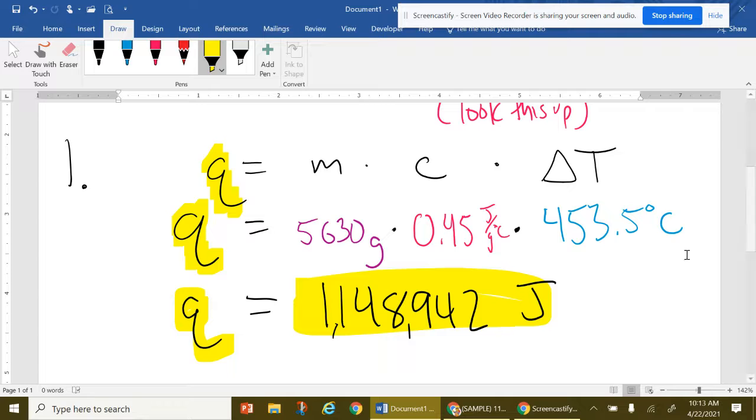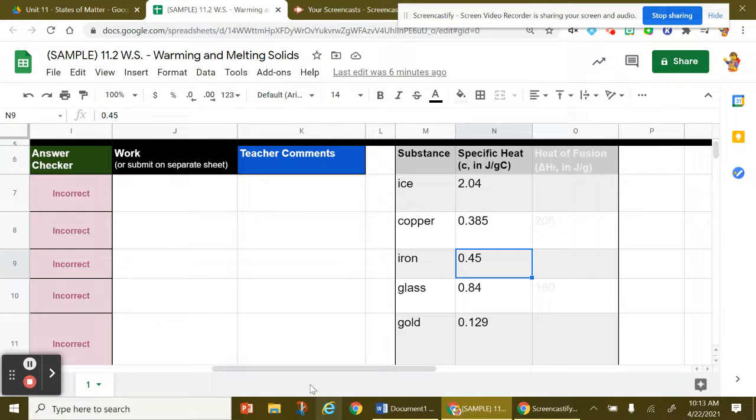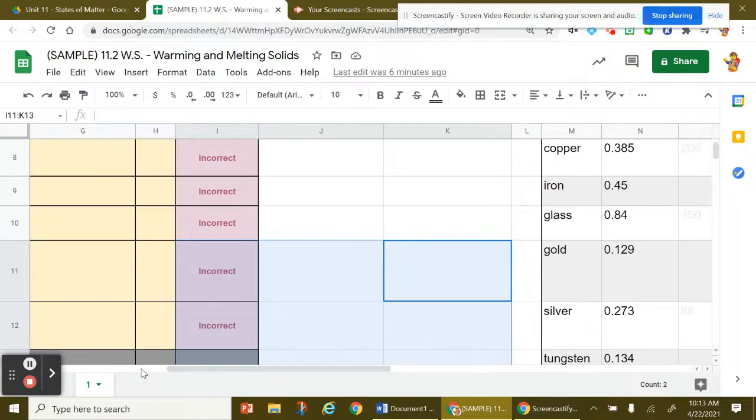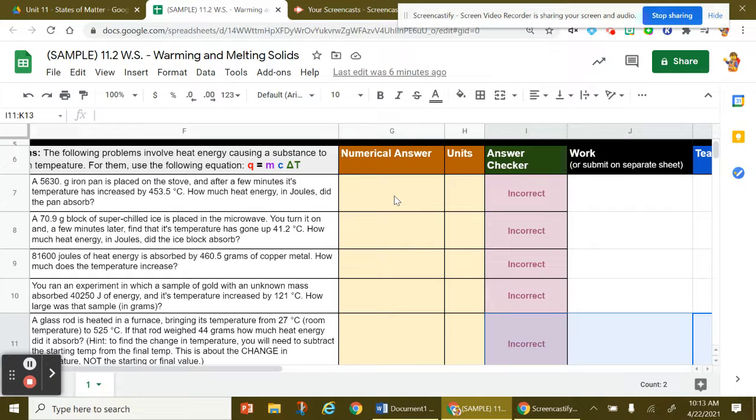1,148,942 joules. So I'm going to plug that into my answer sheet and see how it goes. This might be easier for you to do on a separate sheet, but if you think you can type this up effectively, guys, go for it, okay? 1,148,942. Hey, correct. That's the number of joules. So there we go. That's how you do this.